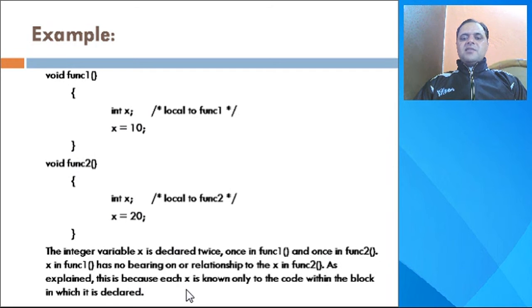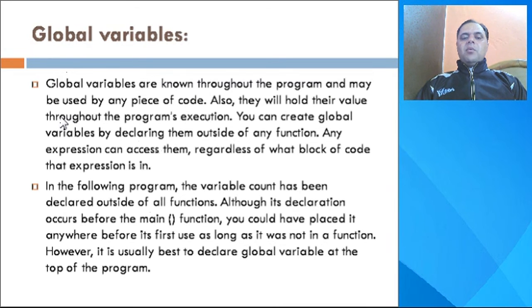As explained, this is because each x is known only to the code within the block in which it is declared. And global variables are known throughout the program and may be used by any piece of code. So global variables are known to the whole of the program, and any piece of code can use that global variable. Also, they will hold the value throughout the program execution. So a global variable will hold the value throughout the program.